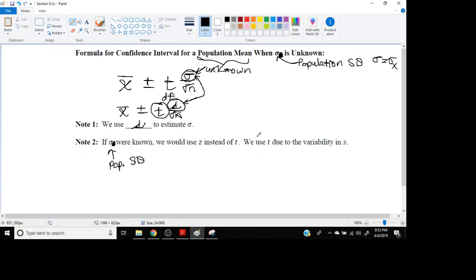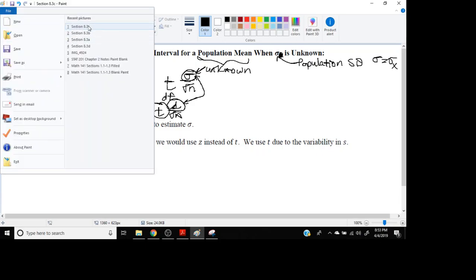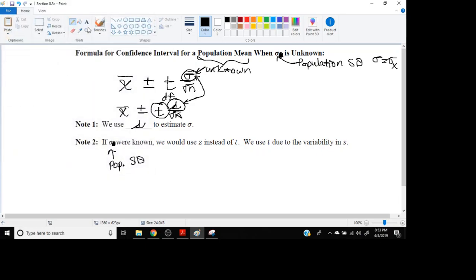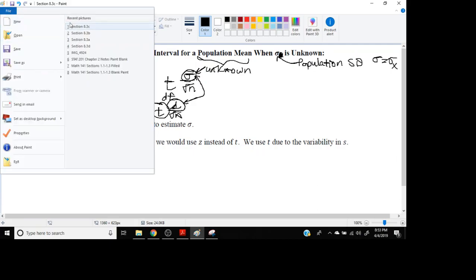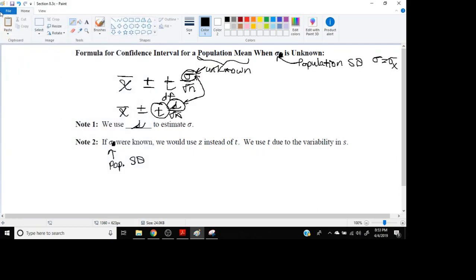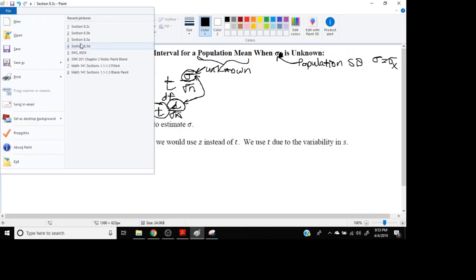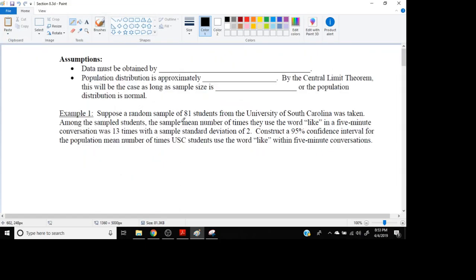And so now that we know that information, we're at a good point to talk about when we can and when we cannot use this confidence interval. In other words, what are the assumptions, the qualifications for projects to use this distribution? All right, so these are the assumptions.